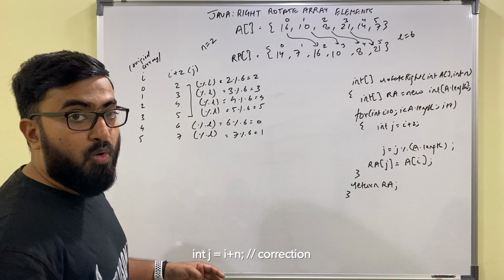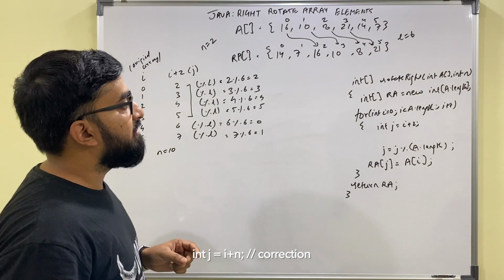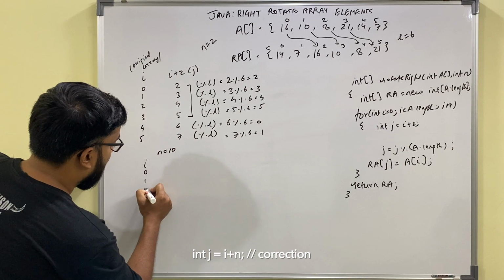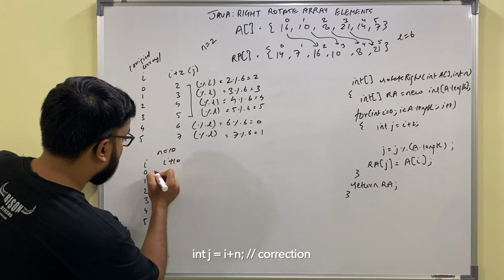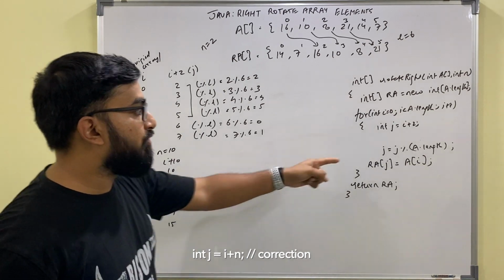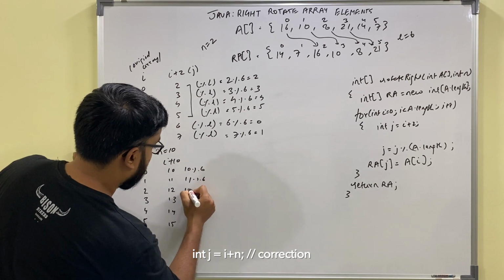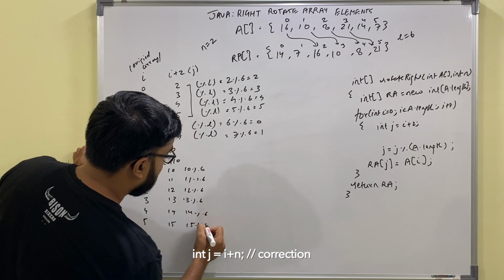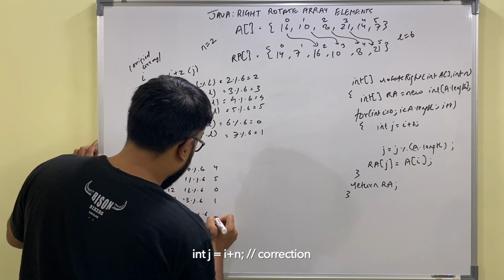Now, what if n is a large value? Suppose n is 10. How do we handle that case? If we follow this method, I have original indices as these, and this is going to be I+10 because n is 10 in this case. So this is going to be 10, 11, 12, 13, 14, and 15. And then we do percent a dot length. So 10% 6, 11% 6, 12% 6, 13% 6, 14% 6, 15% 6. 10% 6 comes out to be 4, 5, 0, 1, 2, 3.